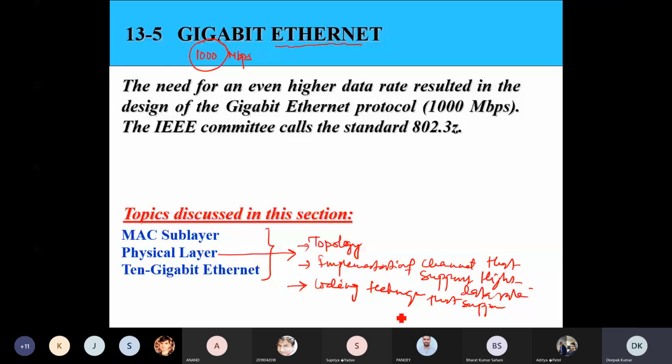So this is the major key point that you should keep in mind. Then you will not get confused. What are the implementations that are used? What are the changes that can be done to improve the capacity of Ethernet?